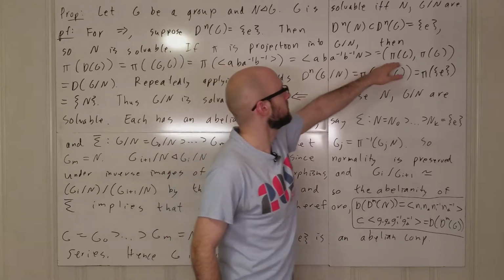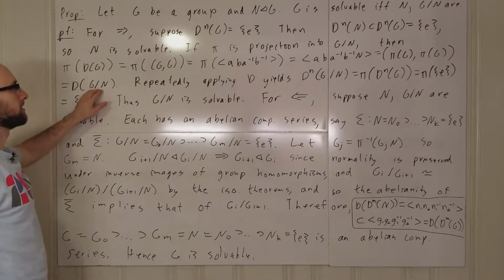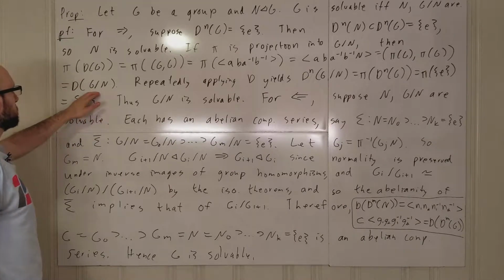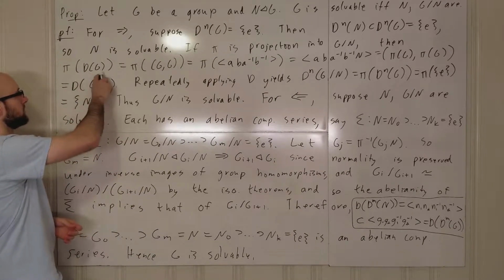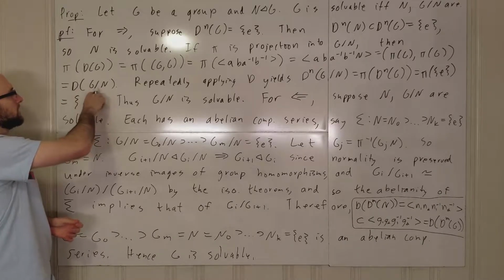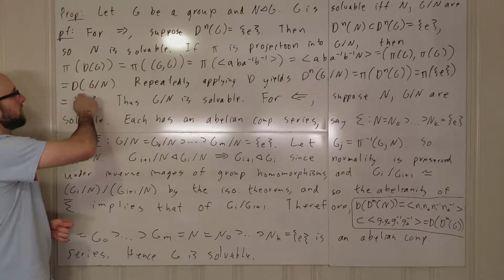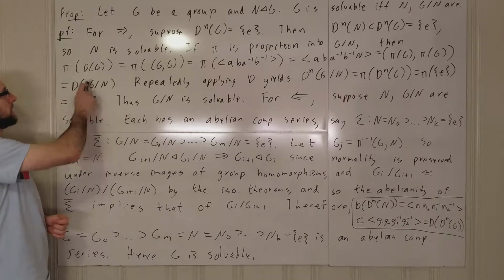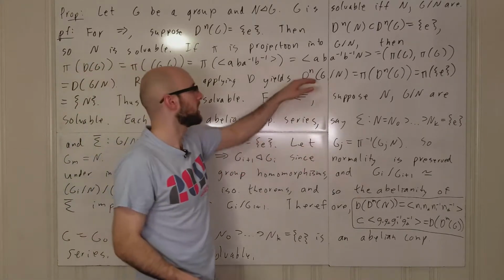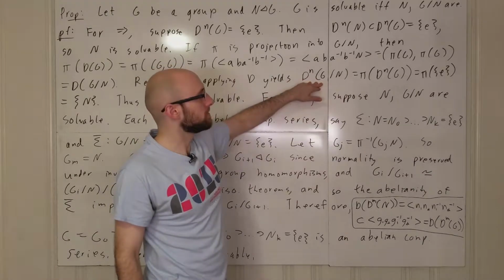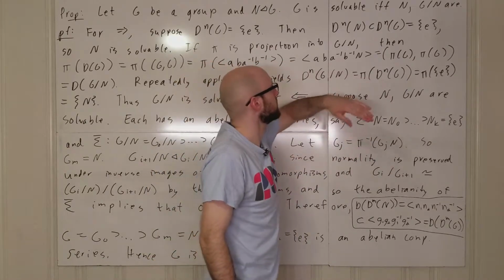And so this is precisely the commutator of the projection of G, i.e. it's the commutator of G mod N. So if you apply d to G mod N, you get pi of d(G). If you apply it again, you get pi of d^2(G). And so if you just apply it n times, you get d^n of G mod N is the projection of d^n(G), which is the projection of, well, d^n(G), that's just e.